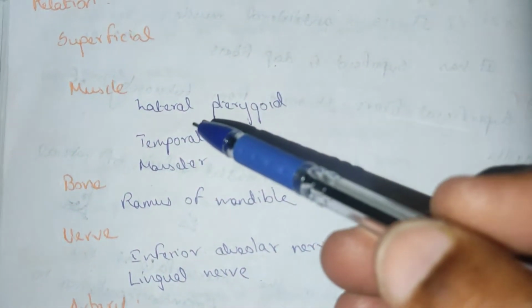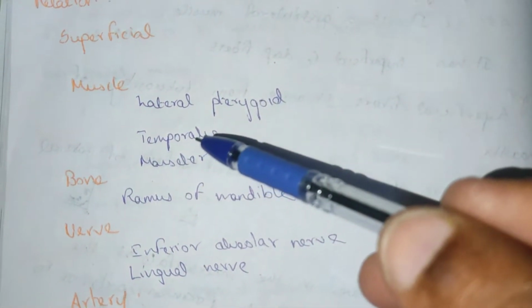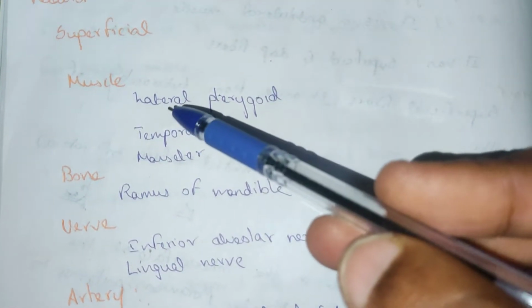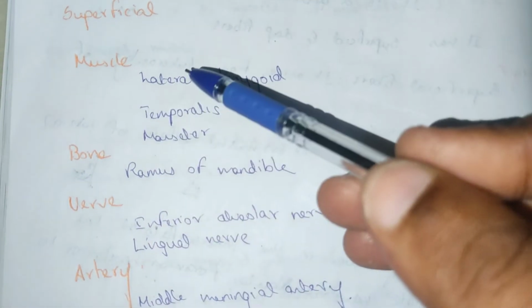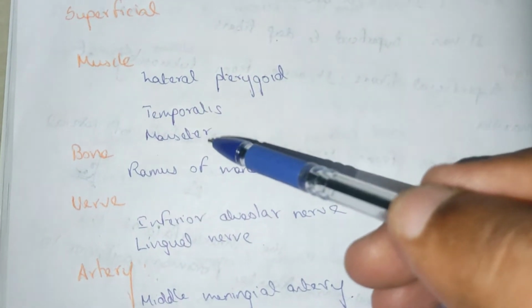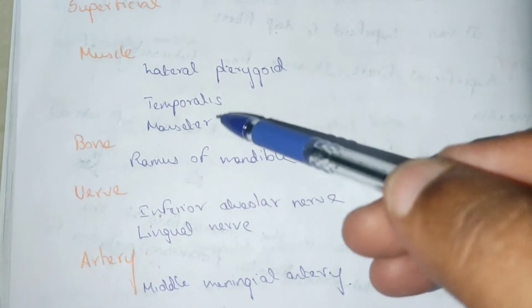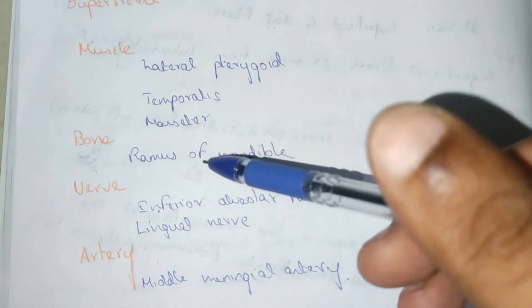Now the relations. The superficial relations include muscle, bone, nerve as well as artery. The muscle relations are the lateral pterygoid, temporalis and masseter. These are the muscles present superficial to the medial pterygoid.